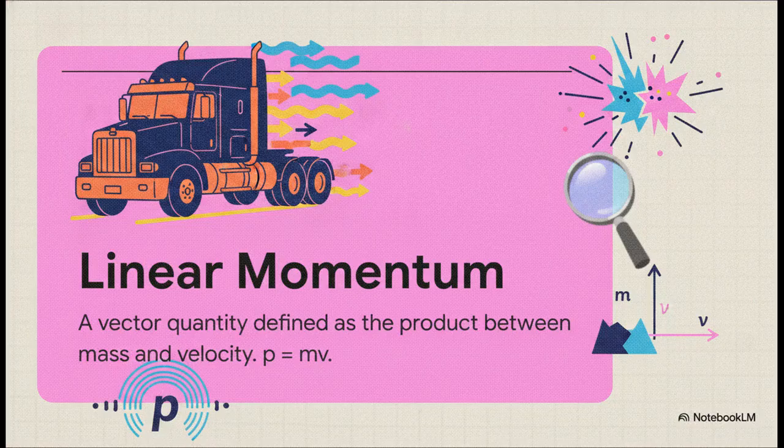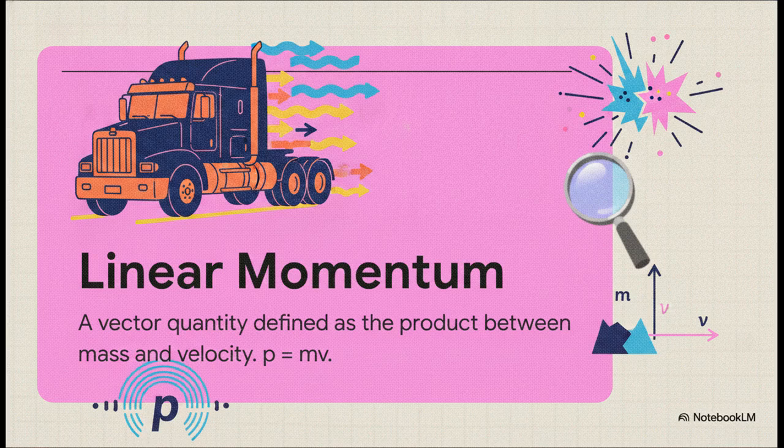Okay, so to truly understand motion, we first have to define our main character. You can basically think of linear momentum as the amount of motion a specific object has. It's the baseline we absolutely have to establish before any collisions or interactions can even happen. Mathematically speaking, linear momentum, which is usually represented by the lowercase letter p, is a vector quantity, and it's defined simply as the product of an object's mass and its velocity.